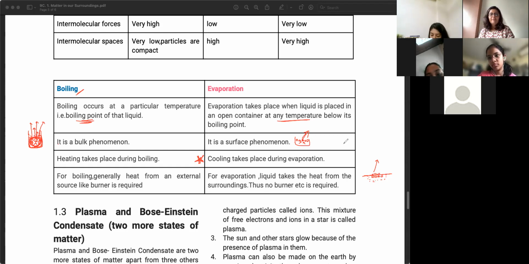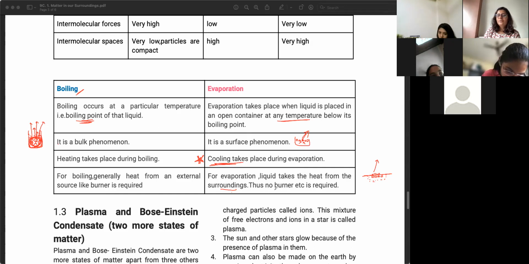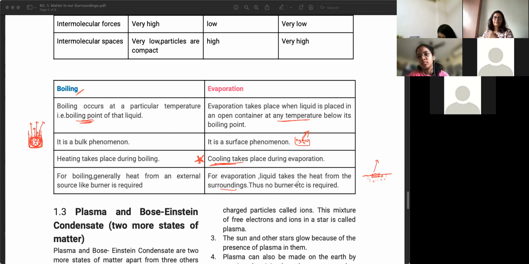So that's why cooling effect accompanies evaporation. So for evaporation, liquid takes heat from the surroundings, which will result in the cooling effect. And because it's anyway taking it from the surroundings, you don't need any heat source for it. You don't need to put it on a stove, flame, burner, and all that. Okay. So these are major important points about evaporation and how it compares with boiling.